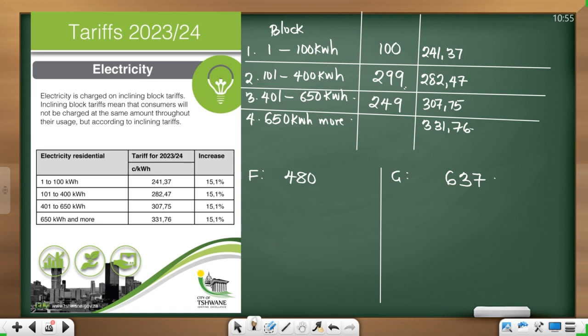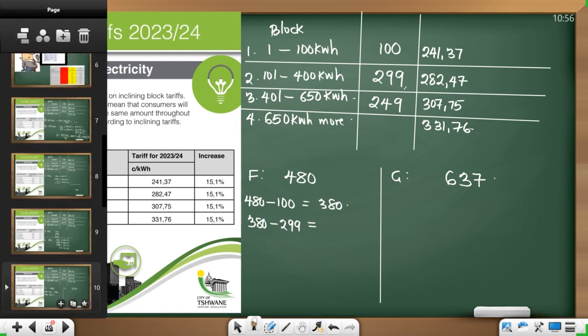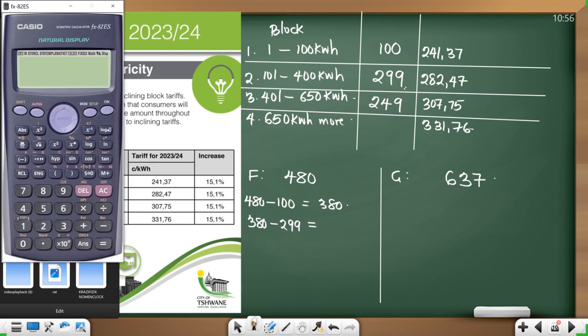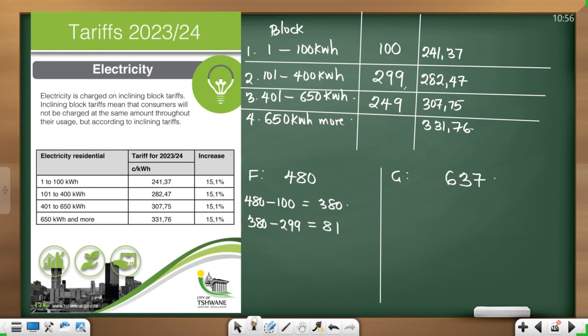So I'll start by saying 480 minus the first block, which will give me what? 380. Okay. Then I'll take the 380 and say minus 299. What's our answer? Let's check. 380 minus 299 on my calculator is 81.